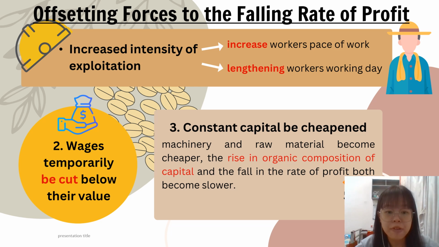First, it will increase the intensity of exploitation, which means that the workers will be forced to increase their pace of work and also lengthen their working day. Second, the wages are temporarily cut below their value, and third, the constant capital will become cheaper, which means that the machines and the raw materials will become cheaper. So the rise in the organic composition of capital and the fall in the rate of profit will both become slower.